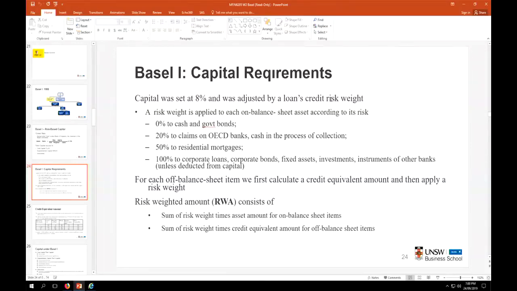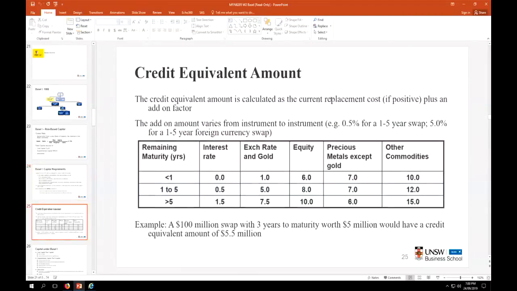Okay? That's kind of the basic calculation under Basel I for on-balance sheet items. So then, what do we do for off-balance sheet items? For off-balance sheet items, we need to figure out what is the equivalent amount to the on-balance sheet items.